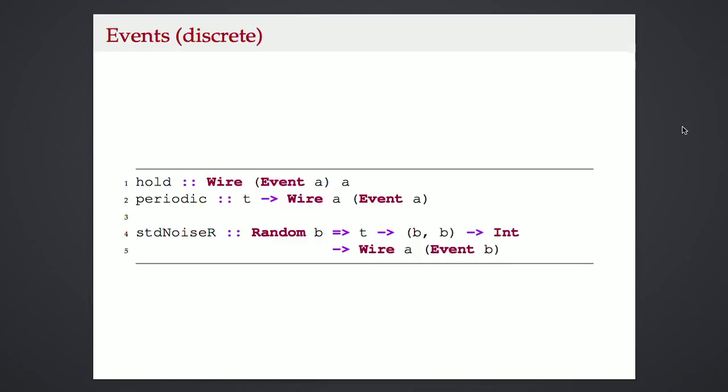Conversely, if we have a continuous value and we want to create events from it, we actually have to sample it. So for example, we can use a function periodic, which will sample the continuous input A every T seconds and wrap it in an event for us. An example of this that we'll see is this standard noise function, which simply takes a period T, an interval, and a seed number for the generator, and it gives us a wire that does not depend on input, but gives us a random number every T seconds.